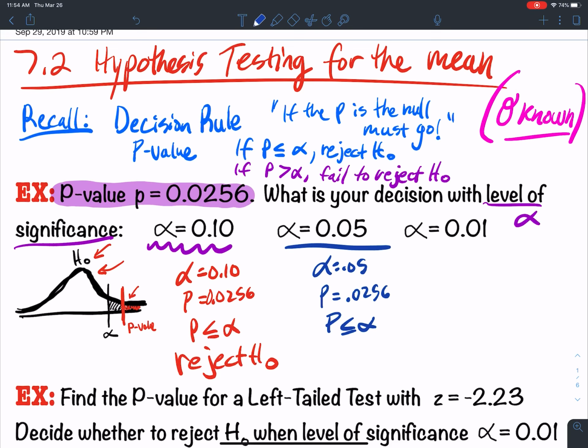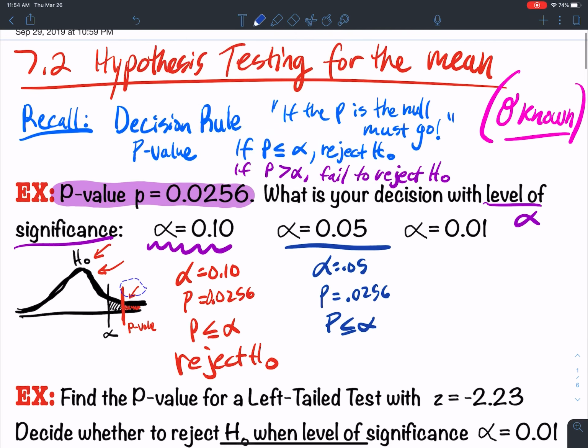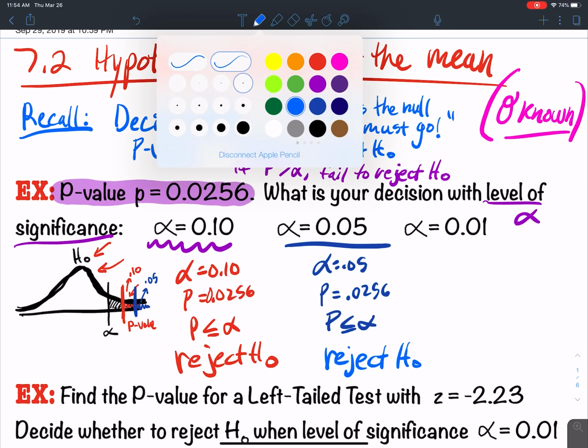So we are still on this side over here. We're even smaller, so maybe this is my new alpha, 0.05, versus that first alpha that was 0.10. Now I'm just more sure that the H0 is lying, so I'm going to reject the H0 again. Oh, I'm sorry. I've done this wrong.